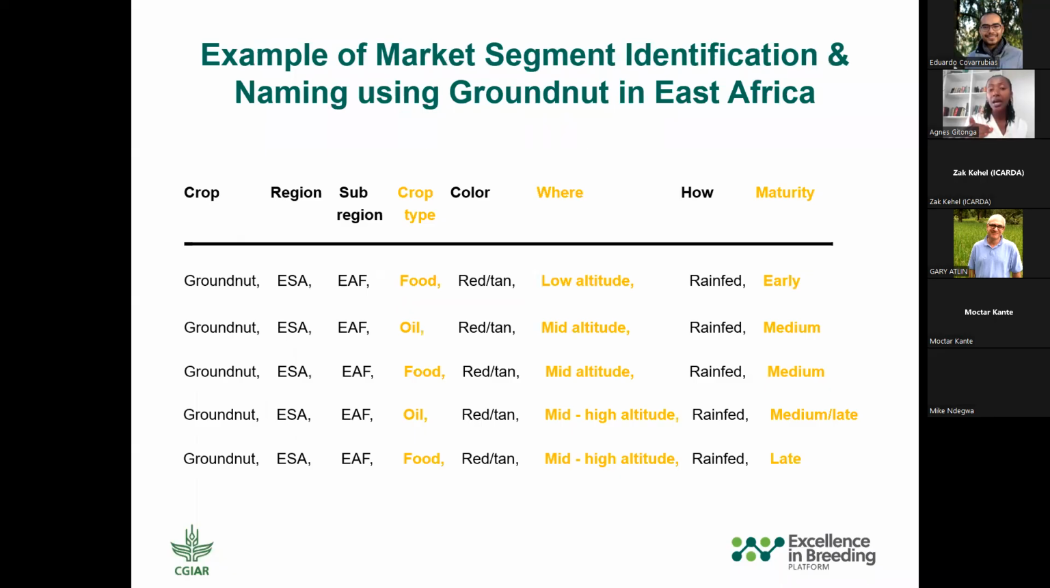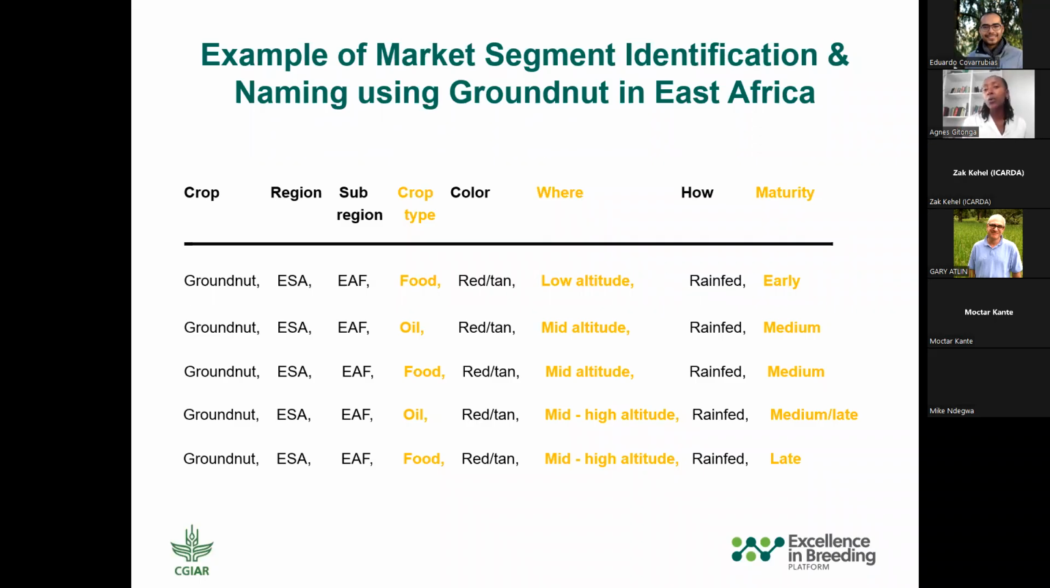In this case, the groundnut can either be used for food or for oil. Then we have the color, and where the crop is grown in terms of altitude, be it low or mid. How the crop is grown, is it rain-fed or irrigated? Maturity, is it early or medium? And what is important to note is that given a different crop, this may differ.